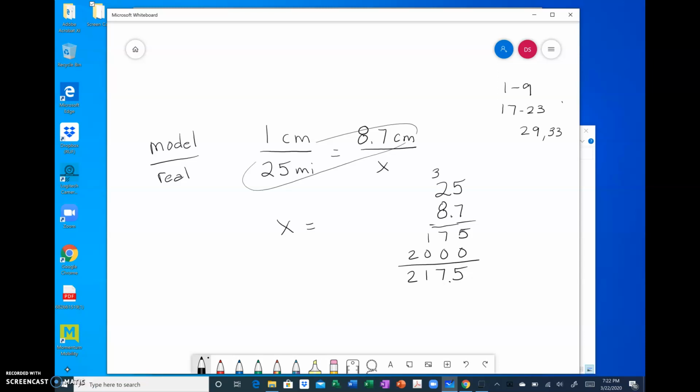It is not wrong. I can see because I have the answer key. Number 10 is 217.5 miles.